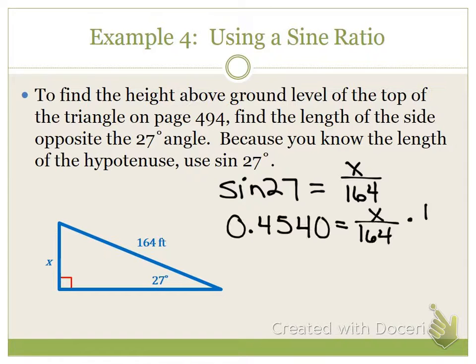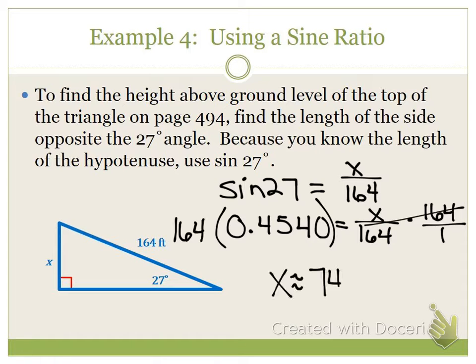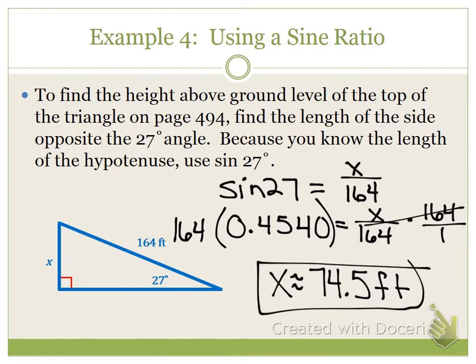Okay, so sine of 27, I get my decimal. What do I have to do to both sides? Multiply by 164. Okay, and then what did you get for your answer? 74. Yeah, now the only reason I put feet, normally you don't, is just because in the question it was more or less a word problem. You have 2 word problems on your homework, so just make sure you label on those specifically.